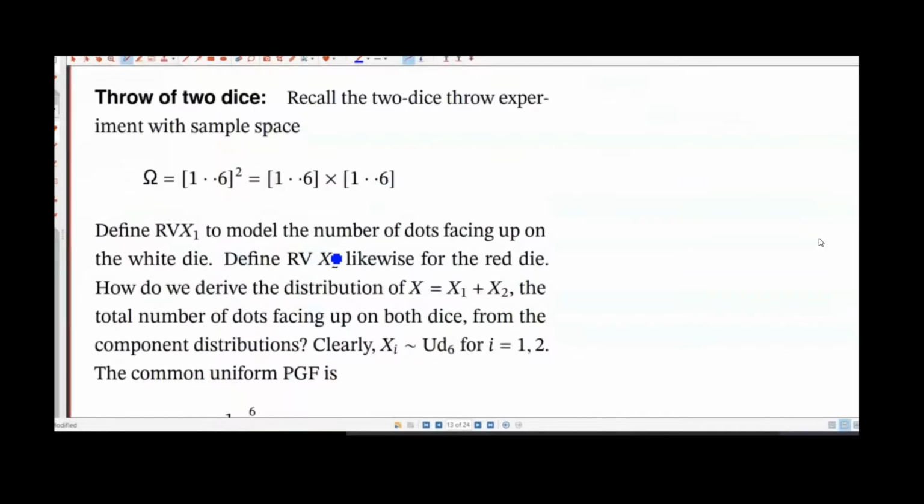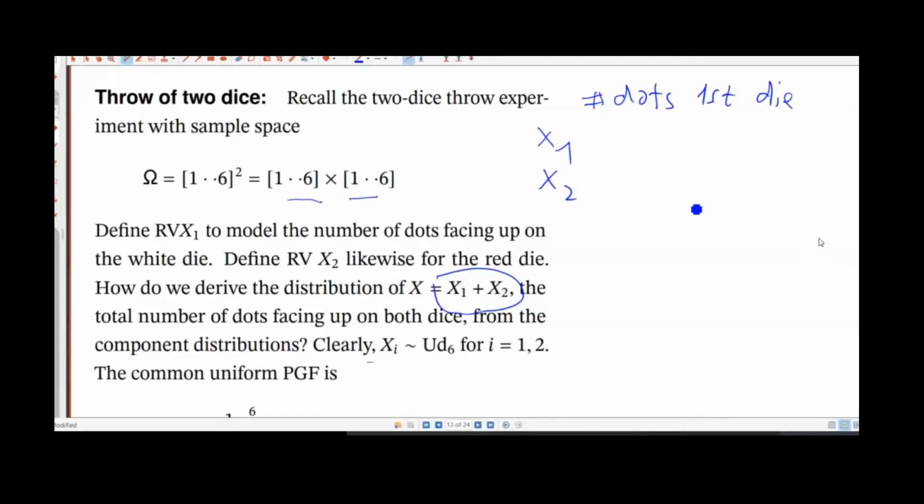ओके, सो लेट्स नाउ, बिकॉज नाउ वी आर रेडी टू अटैक दैट प्रॉब्लम ऑफ टू डाइस. टू डाइस में हमारे पास यही प्रॉब्लम था ना कि वी हैड टू डाइस. लेट्स से इसका अपना सैंपल स्पेस है, इसका अपना है. सो एंड वी आर इंटरेस्टेड इन द टोटल नंबर ऑफ डॉट्स. So if x1 is a random variable which represents the number of dots on the first die, कि कितने डॉट्स ऊपर आ गए, और x2 कितना है दूसरे का है, सेकंड का है.